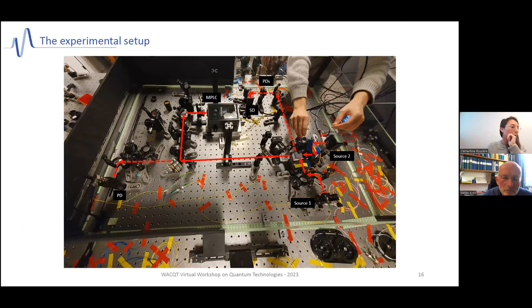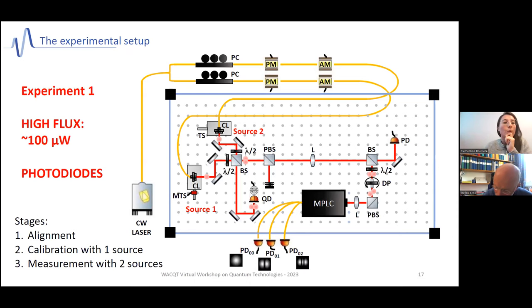And I want to show you the results that we obtained in two regimes. So we first looked at what's happening in a high flux regime, so with an incident light that is approximately 100 microwatts. And for each measurement, we have three stages. So first, we align the two sources. To assess a good accuracy of the measurement, we have to align and mode match the two sources identically with respect to the MPLC.